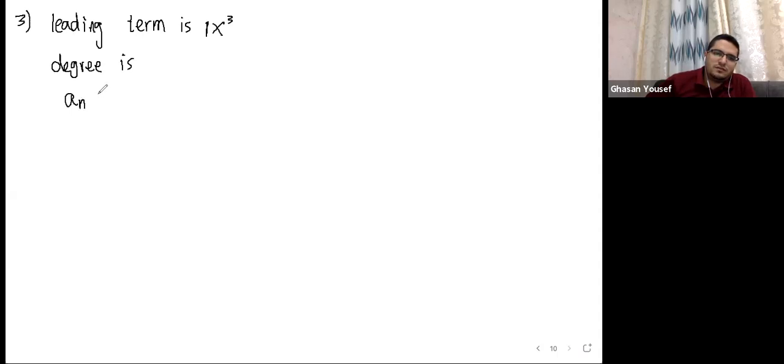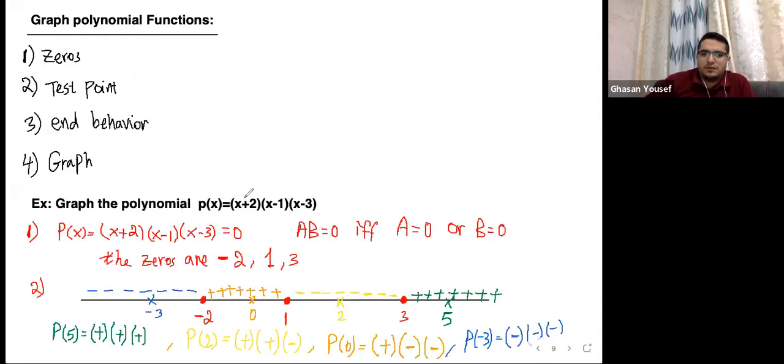And the a_n also. So wait, how did you find the leading term? Because if you multiply these 3 parentheses, the leading term is the variable inside this parenthesis, times the variable inside this parenthesis, times the variable inside this parenthesis. So when you multiply the 3 variables, you get x times x times x, x to the power 3. And because we have 1x, 1x, 1x, it is 1x to the power 3.